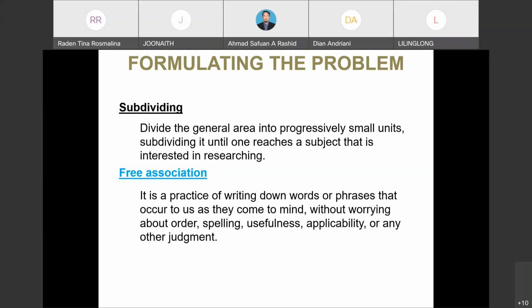So free association is the practice of writing down words or phrases that occur to us as they come to mind, without worrying about order, spelling, usefulness, applicability, or any other judgment. So you just write down whatever comes to your mind. Because the idea might come when you are cooking, or when you are in the toilet, whatever, then you put it in the notes, and from there you start to elaborate on it later on.